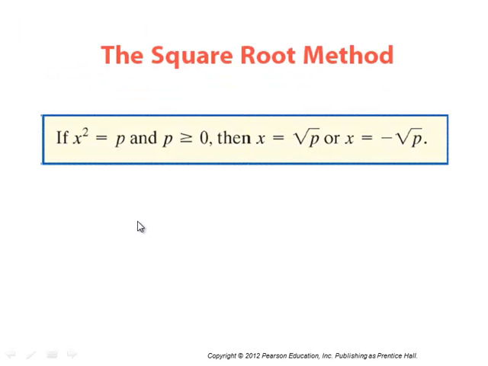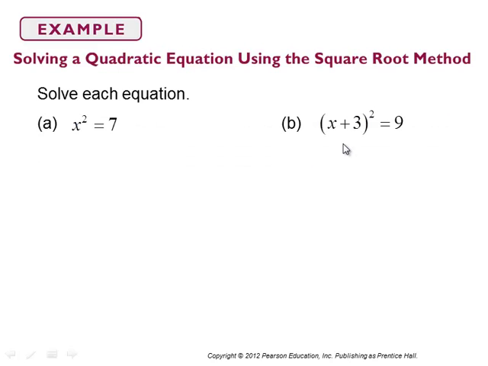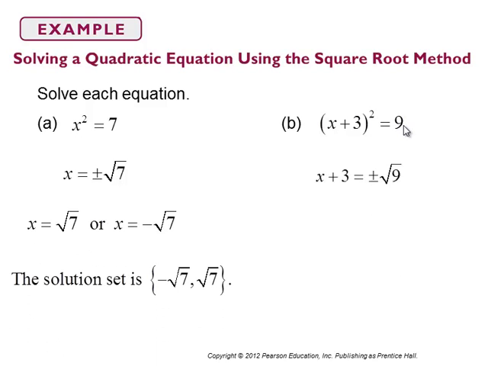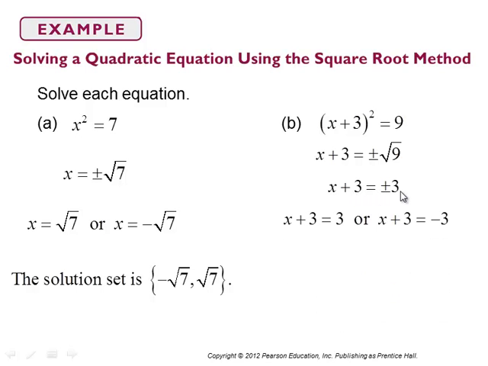Now, what we could also do is, if you have an equation of the form x squared is equal to some number, p in this case, then that means x is either equal to plus or minus square root of p. So, for example, if x squared is equal to 7, that means what? That x is equal to plus or minus square root of 7. If x plus 3 squared is equal to 9, that means that x plus 3 is equal to plus or minus square root of 9. By the way, square root of 9 is 3, so you have x plus 3 is equal to plus or minus 3. Subtract 3 from both sides.